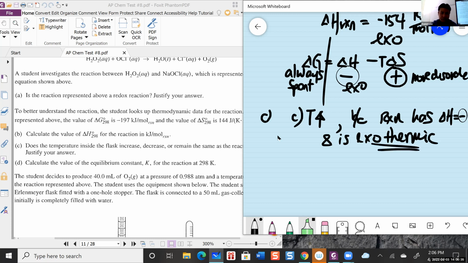So relate delta H to exothermic. You can't just say delta H is negative. I don't think that's good enough. Relate the negative delta H to exothermic reaction. Heat is released. All right, that's obviously just 1 point. Not a lot of points here.